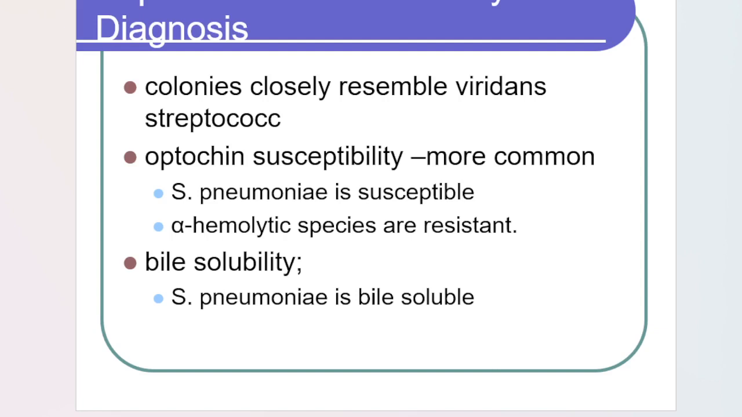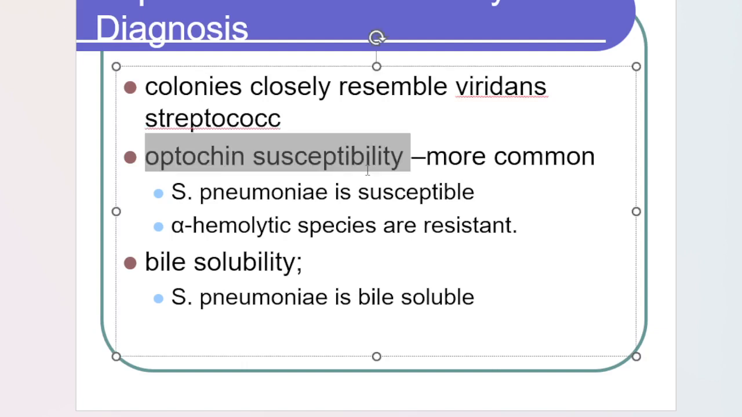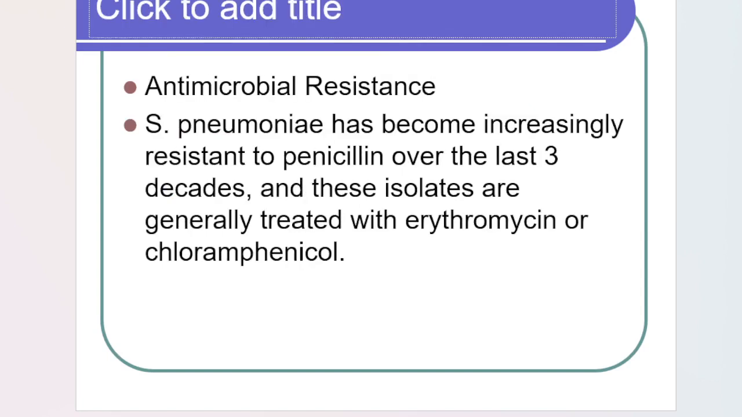So, S. pneumoniae also closely resembles viridans. Okay, so pareho pa sila ng hemolytic pattern. So, it is possible to perform the optochin susceptibility test wherein S. pneumoniae is susceptible, while others or viridans are resistant. Pwede din yung bile solubility testing. Bile soluble si S. pneumoniae. Okay? So, bile solubility determines the lysis of S. pneumoniae in the presence of bile salts.